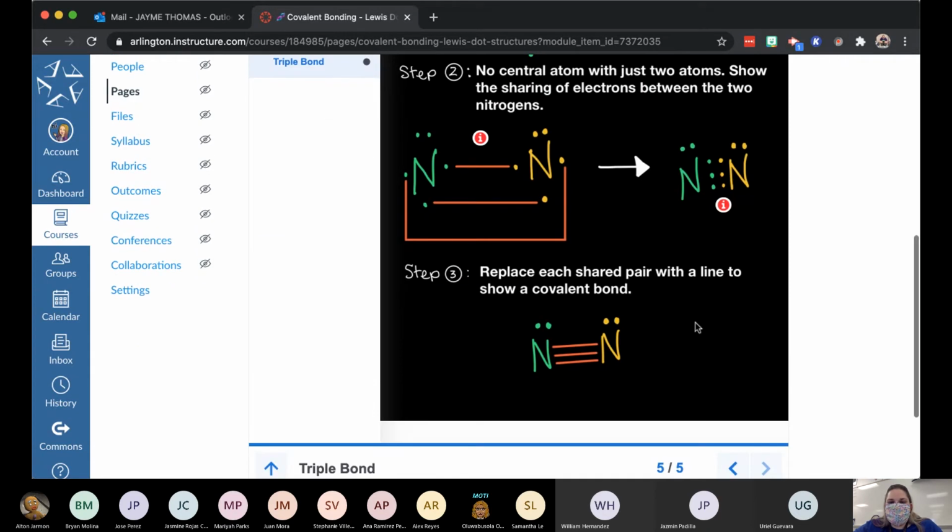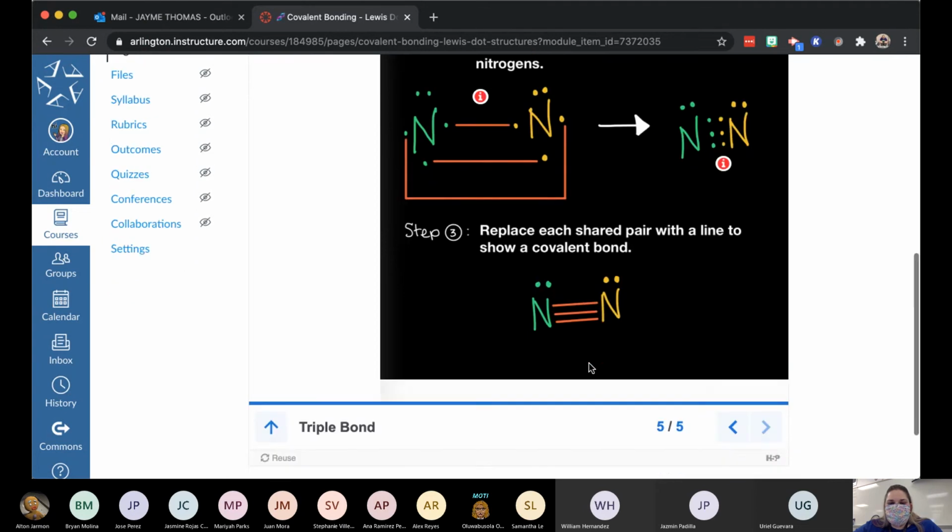And so then again, I just replace the shared pairs each with a bond line. And since there's 3 pairs being shared, that means a triple bond. And that makes sure that everybody has their complete octet and everybody is satisfied. And I haven't added or changed any electrons. Okay.